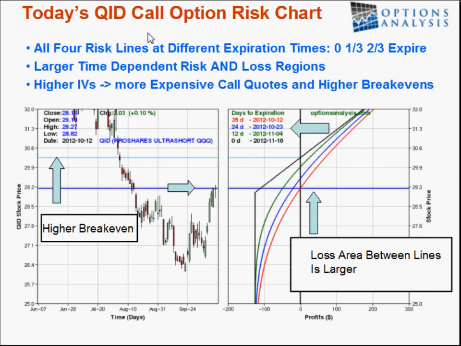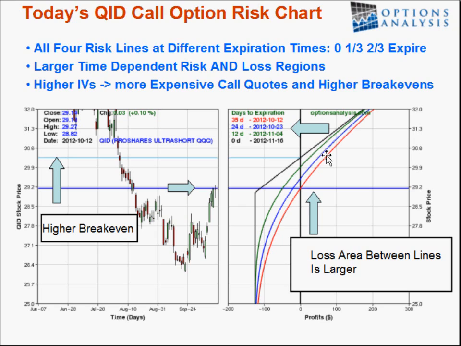Here is the QID call option risk chart. In this case, I've drawn all 4 risk lines that are available inside optionsanalysis.com. There's the red curve line, which we just saw from Microsoft. There's the black expiration curve line, which is for QID. It has larger losses. And as you see here, the red curve line, for the same scale on the stock price chart, takes longer to reach the black curve both at the top and bottom. That's because there's more implied volatility inside the QID call option close.